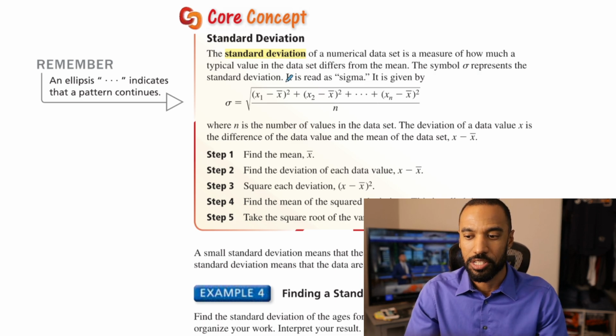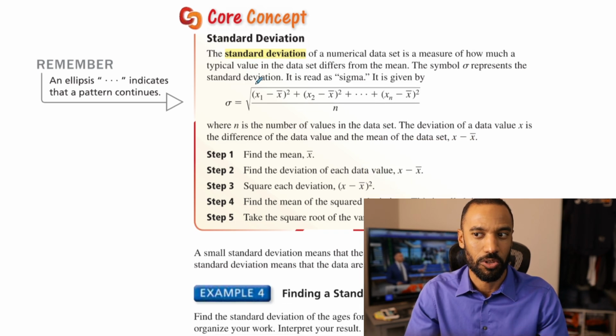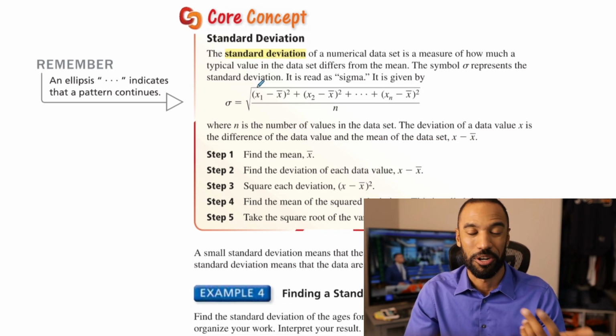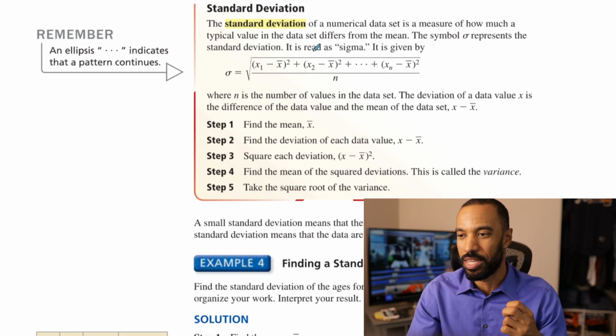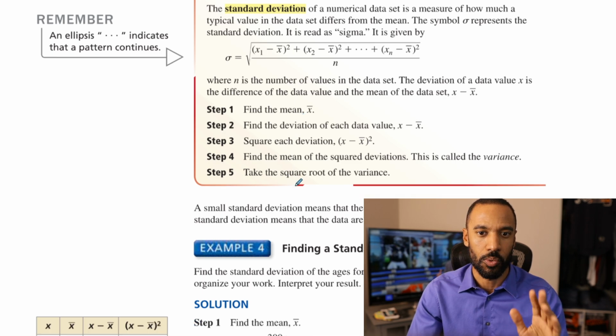I don't know if they're going to talk about disadvantages. I'm trying to look for it. One disadvantage is that it takes a long time to do compared to range. So range is a nice quickie. This one takes a lot longer, because you're doing all those things. It looks like they're doing all that stuff here.